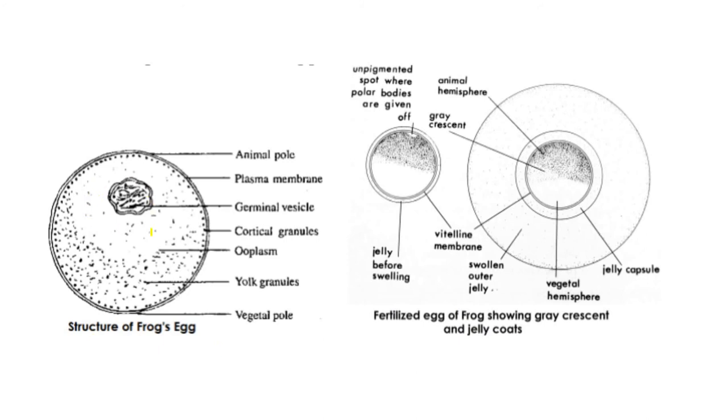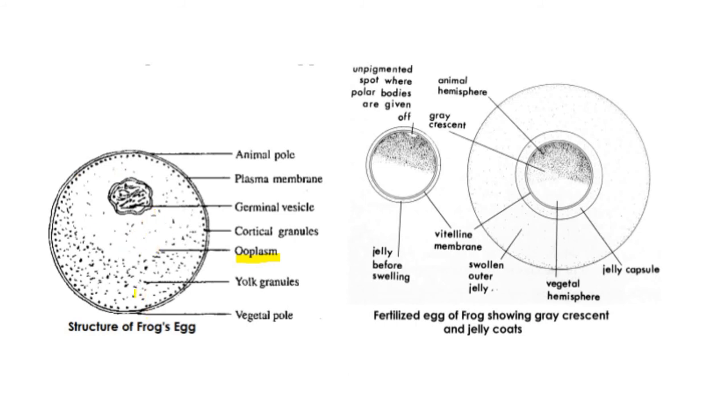This animal pole or animal hemisphere consists of the germinal vesicle, which is the nucleus of the egg or oocyte, okay. That is, the animal pole consists of a germinal vesicle or nucleus and the cytoplasm. The cytoplasm in the case of an egg is called ooplasm, okay.